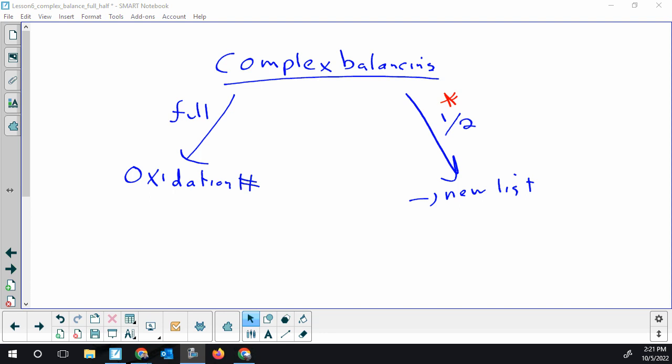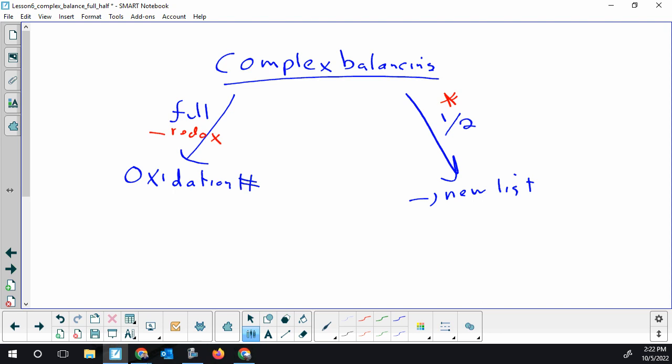About to go into complex half reactions. It's very important on a test or a quiz that you watch the wording. Does the question say balance the complex redox reaction? I may use the word full, or most likely I'll say balance the following redox reaction. Okay? You're not using the table, you're going to use oxidation numbers.